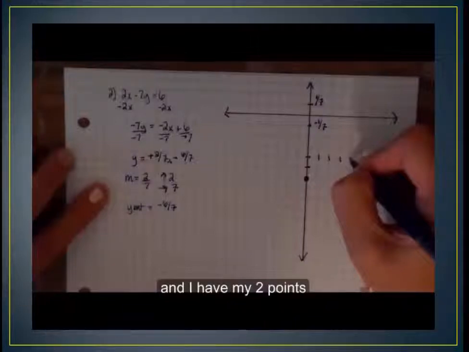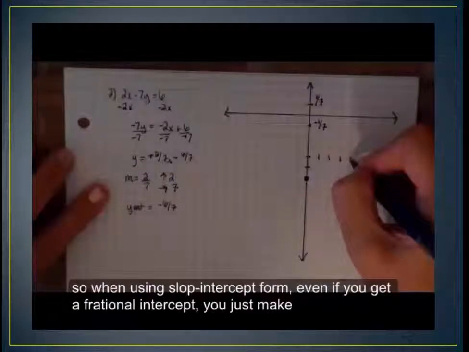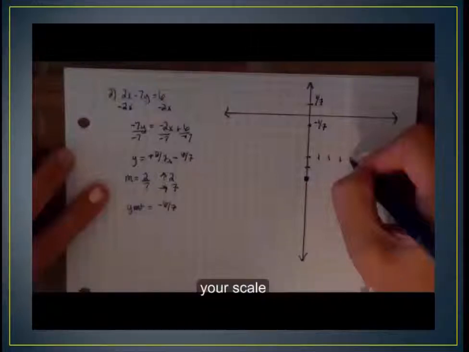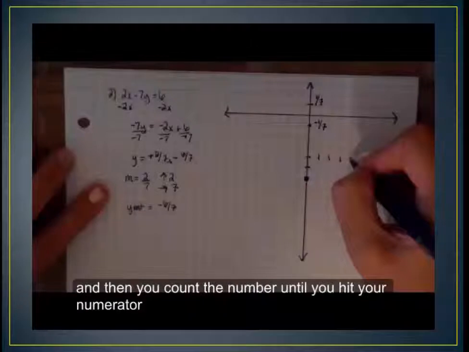And I have my 2 points, and I connect them with a line. So when using slope-intercept form, even if you get a fractional intercept, you just make your scale 1 of whatever the denominator is. So if you had fifths, you'd make this 1/5. If you had thirds, you'd make this 1/3, and then you count the number until you hit your numerator.